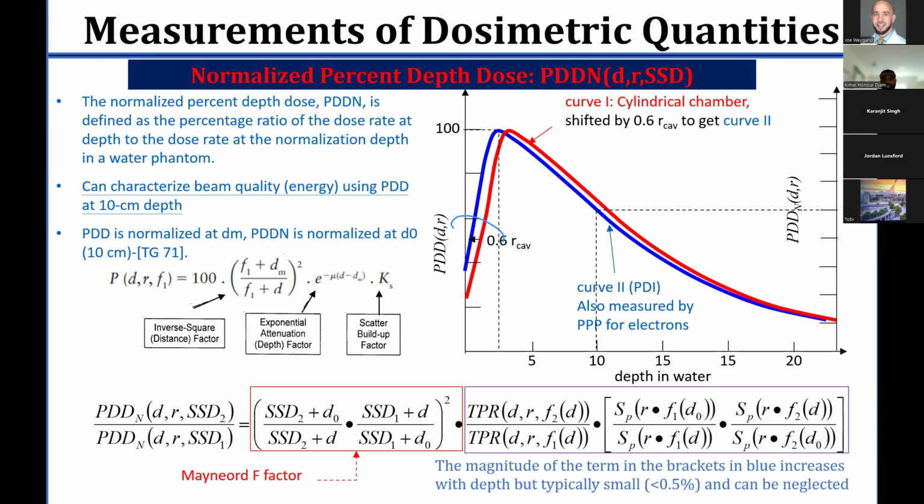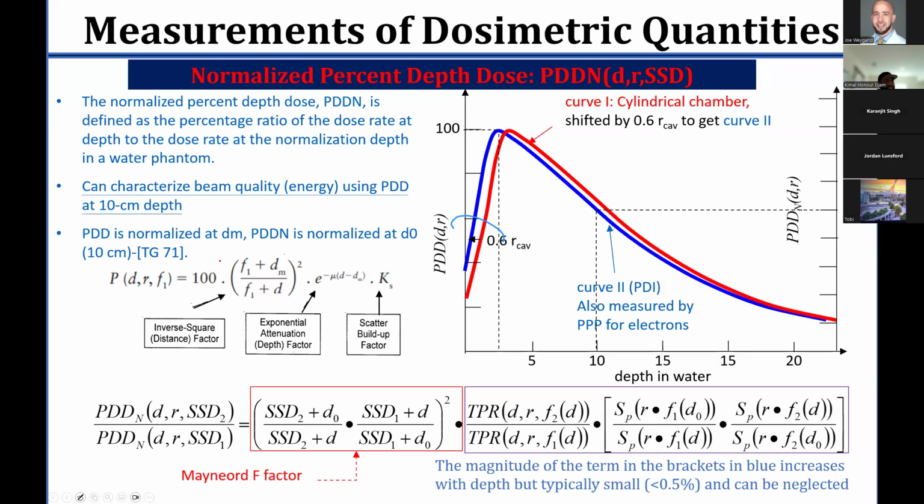Two, in clinical setup, it is often necessary to convert PDD values from one SSD to another. And we essentially do this with the use of what we call the Mayneord factor. If you look at this formula, before we even talk about this, let me not skip the points here. When you look at the formula that defines the PDD, there are three important factors that determine the shape of a depth dose curve.